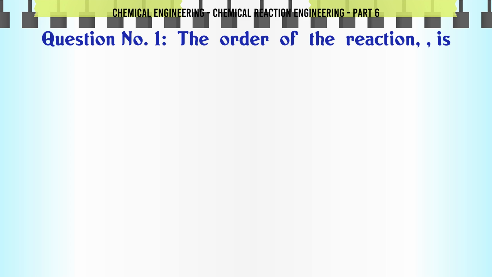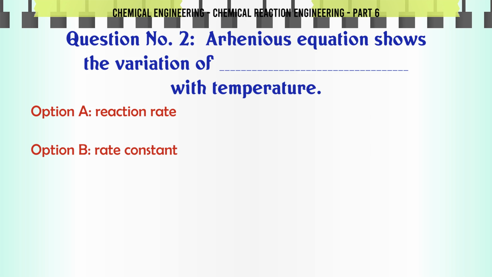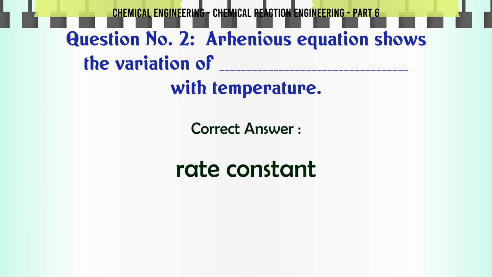The order of the reaction is A. 0, B. 1, C. 2, D. 3. The correct answer is 0. Arrhenius equation shows the variation of rate constant with temperature. A. Reaction rate. B. Rate constant. C. Energy of activation. D. Frequency factor. The correct answer is rate constant.